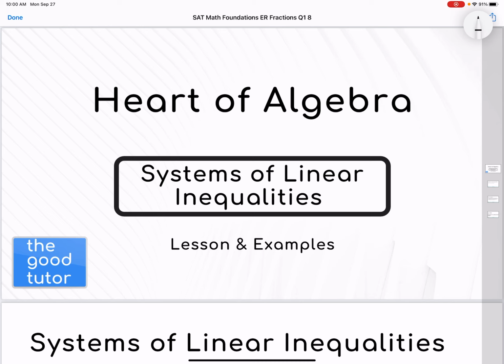And in this video, we're going to conclude our look at the Heart of Algebra section of the SAT Math section with a look at systems of linear inequalities. Now, these systems will be almost identical to the systems of linear equations that we already looked at, except they'll apply to real-world situations on the SAT a little bit more often.